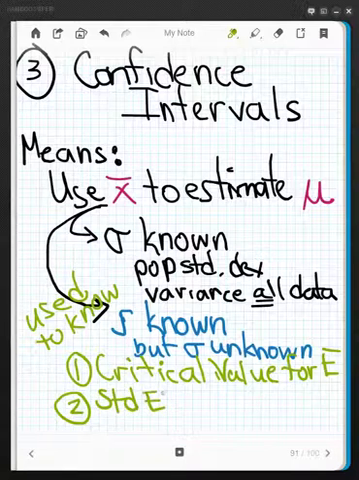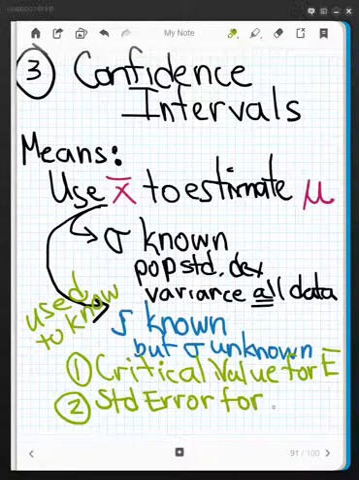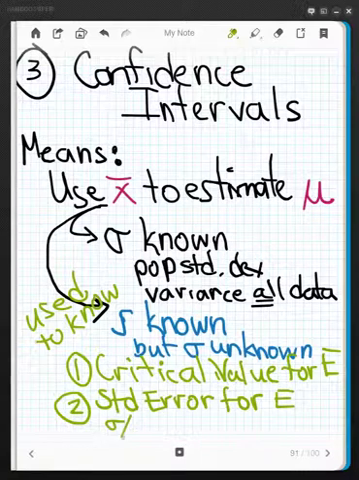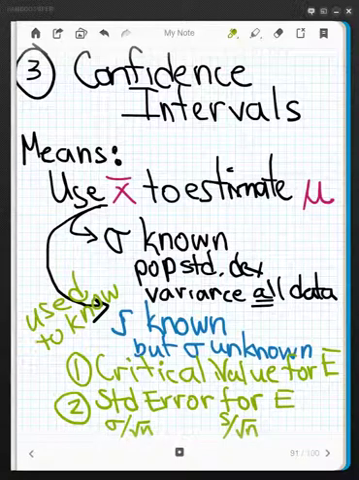And then the second thing that this will tell us is what standard error to use in E. Remember, standard error is based upon the sampling distribution for the X bars, and standard error is the standard deviation that we have, sigma or s, divided by the square root of n. So that's going to tell us whether I use sigma divided by the square root of n versus s divided by the square root of n.